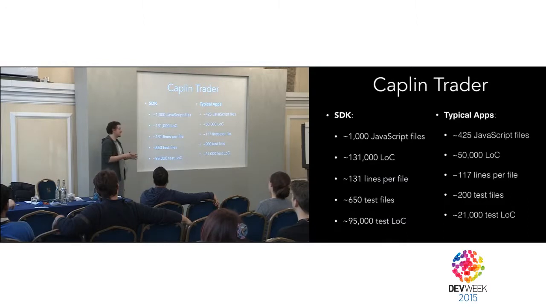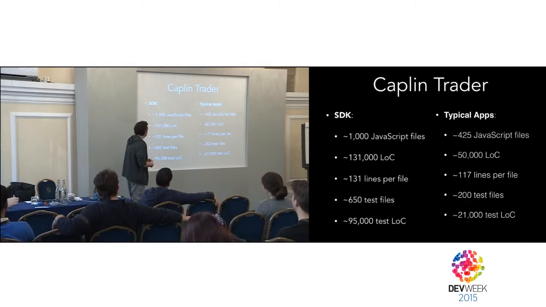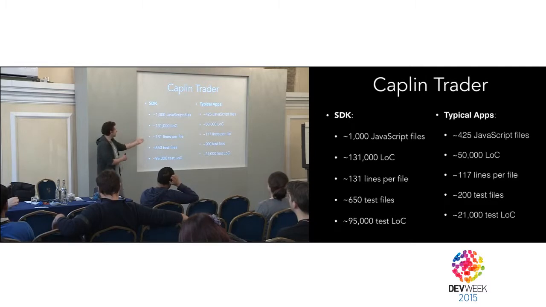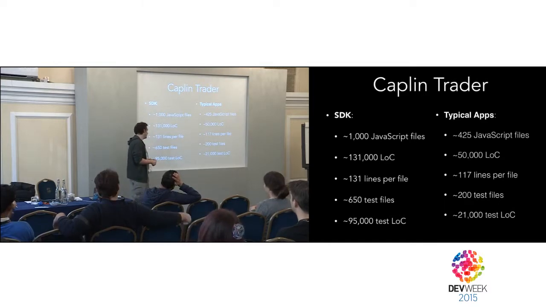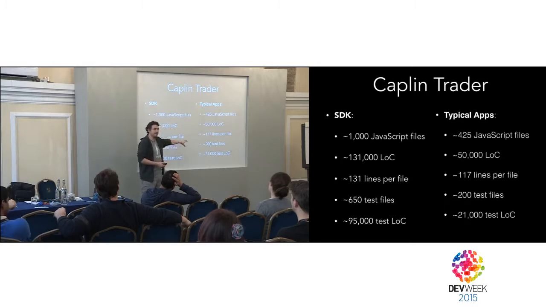Kaplan Trader is actually an SDK that applications are then built on top of. So specific apps are built on top of the SDK itself. This snapshot of data was taken probably a year ago: like 1,000 JavaScript files, 131,000 lines of code. You can work out that that's 131 lines per file, 650 test files, 95,000 lines of test code. So that's a large JavaScript app. And that's the SDK, and on top of that you build the applications, which is 50,000 lines of code, 21,000 lines of test code.